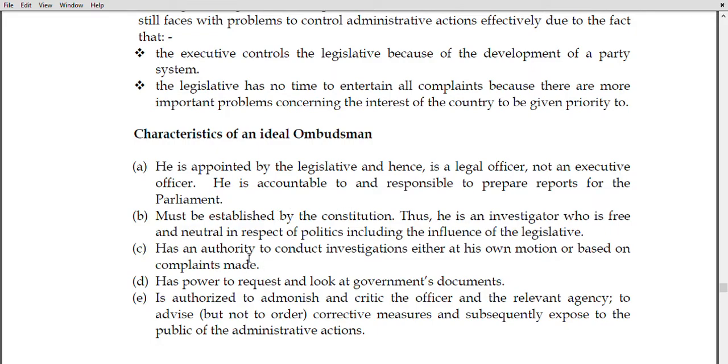And he has the authority to conduct investigations either on his own motion or based on complaints made, has the power to request and look at government documents, and is authorized to admonish and critique the officer and the relevant agency. So they have the right to give warning to the relevant agency, to advise but not to order, corrective measures, and subsequently expose the administrative actions to the public.